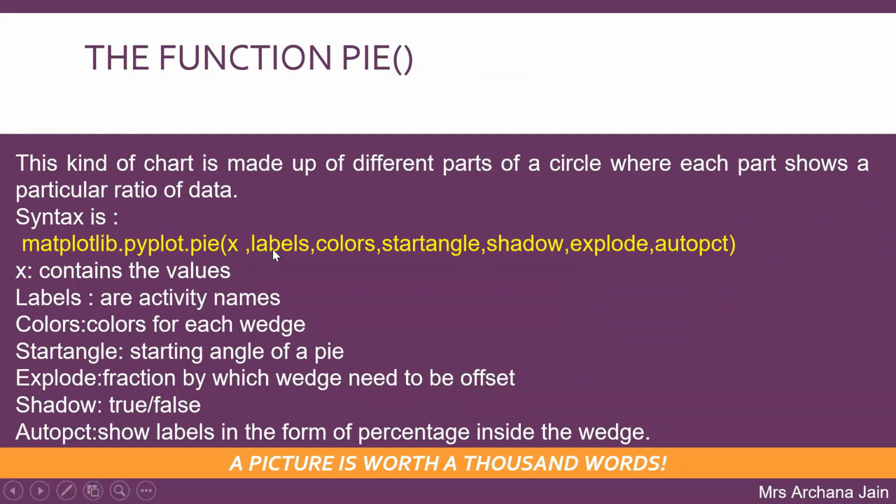the pie chart will start; the starting angle by default is 0. Shadow, whether you want to draw the shadow of the image. Explode, it is the distance of a particular wedge from the center. If you make it 0.1, 0.2, the distance between the center and that particular wedge will increase or decrease. And autopct is a percentage. If you want to show the percentage on the graph, then you will use this parameter.